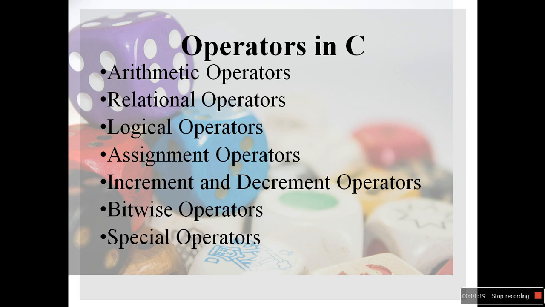For example, I took A plus B. So A and B are numbers, or we can say variables, and plus is the operator. So plus is the operator to add both numbers. So let's start with the categories of operators in C.